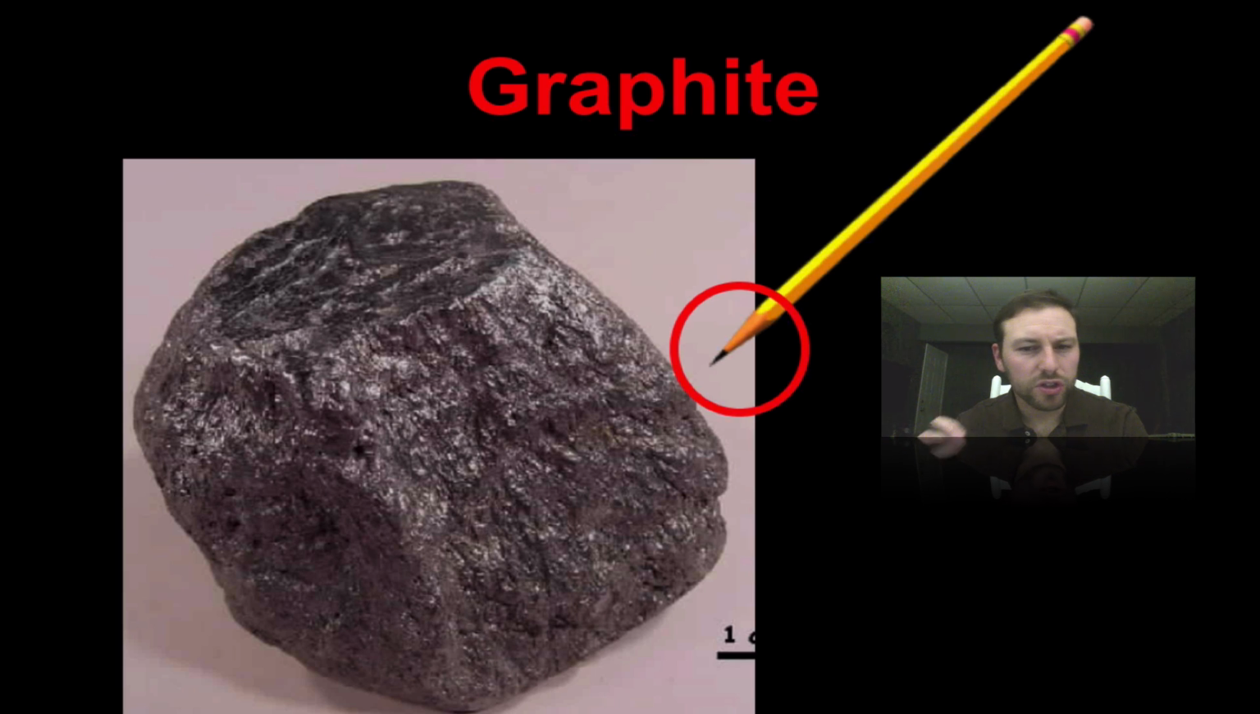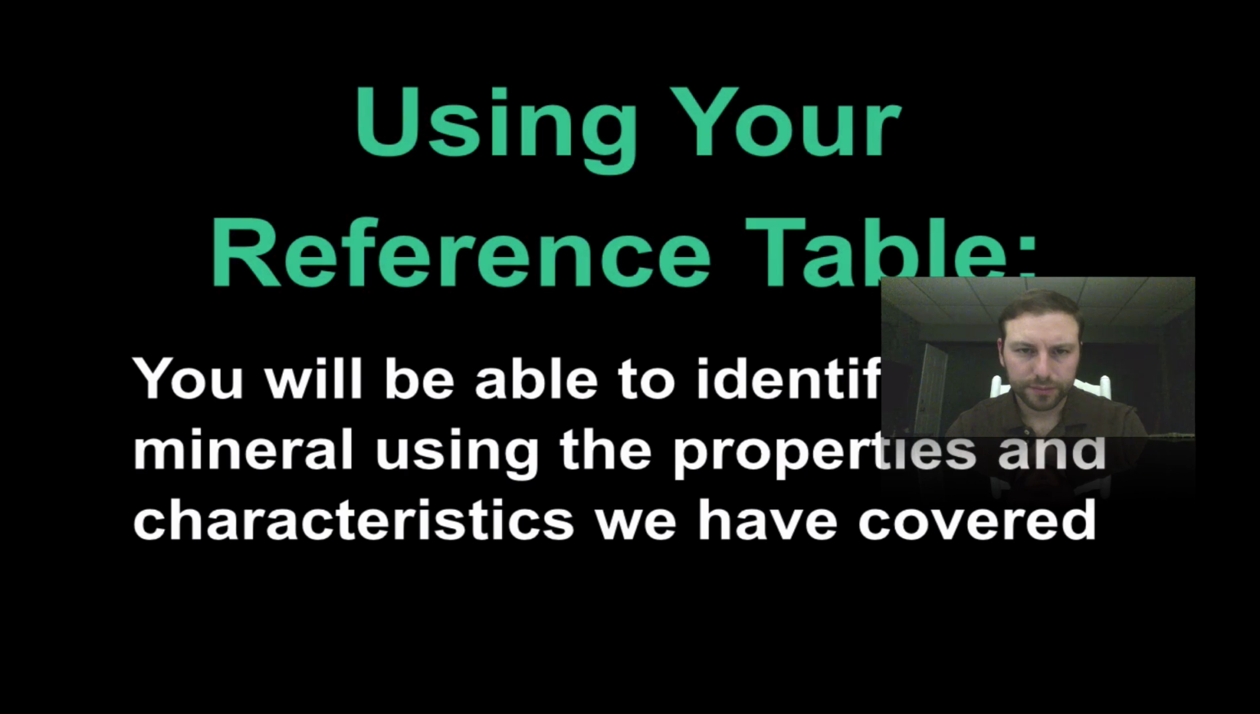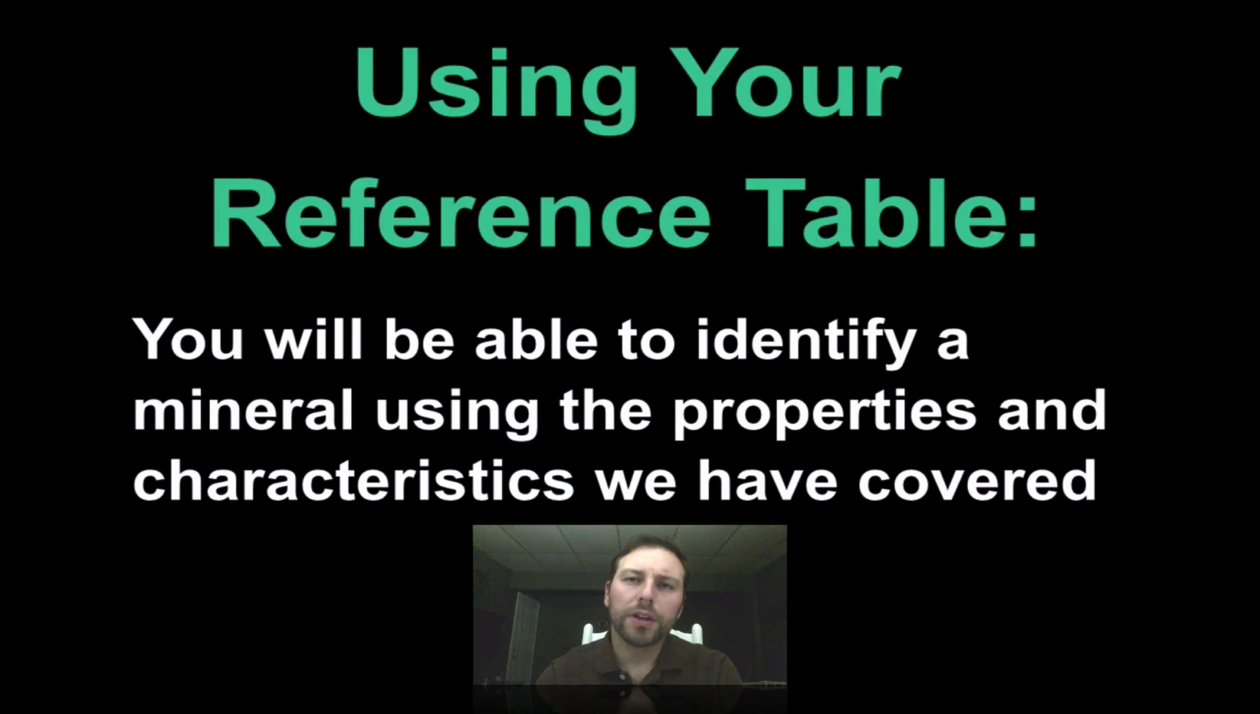Graphite is nice and soft, used to make pencils, or that alleged lead inside pencils. It has an internal arrangement of atoms which is loosely packed, which makes it soft, which is great for pencils. At this point, you should be able to use your reference table to identify a number of different minerals based on the characteristics or properties that we've covered.